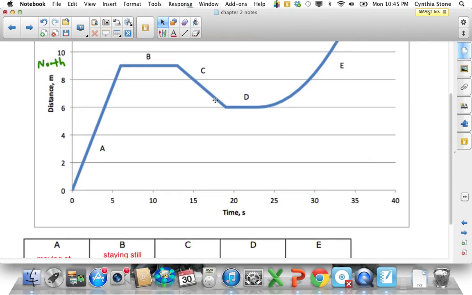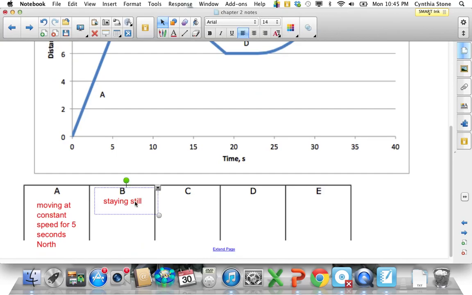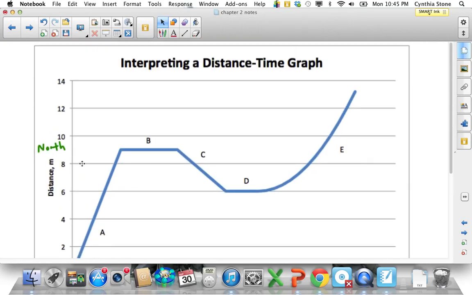C, he's moving back. Say he started at home, moves away 9 meters, stays still, and in C, moves back towards home. So this negative slope means heading backwards. So part C here, I'm going to say moving at a constant speed. It's a straight line. South, because we said that they're heading north here, so now he's moving back south again.